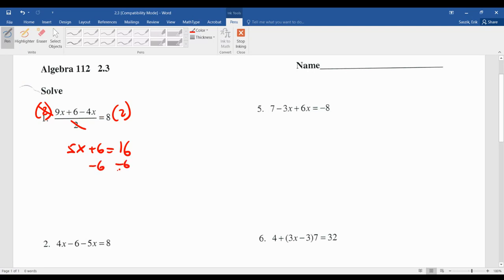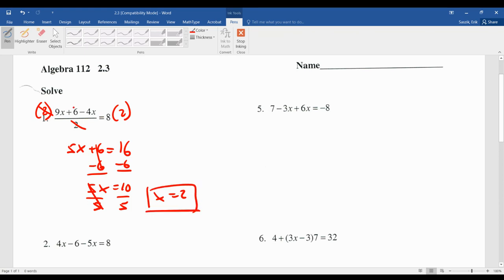Now it's just like something we did in the previous video. Move the 6 over. Do a little divide. Whoops, I'm getting ahead of myself. I'm dividing by 5. And then my answer is 2.